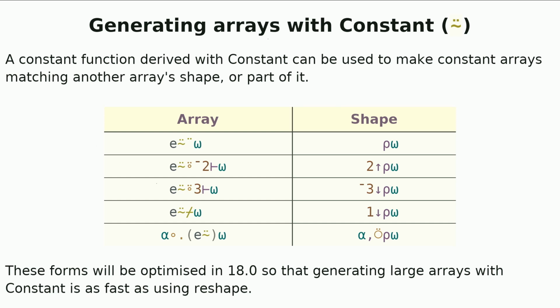So if you use slash bar, you drop the first axis. If you use actually slash bar with a rank, you can drop an arbitrary axis. You can even use an outer product to combine the shapes of two arrays. So this thing here says the shape of alpha and the shape of omega put together. And I've used another funny symbol here.